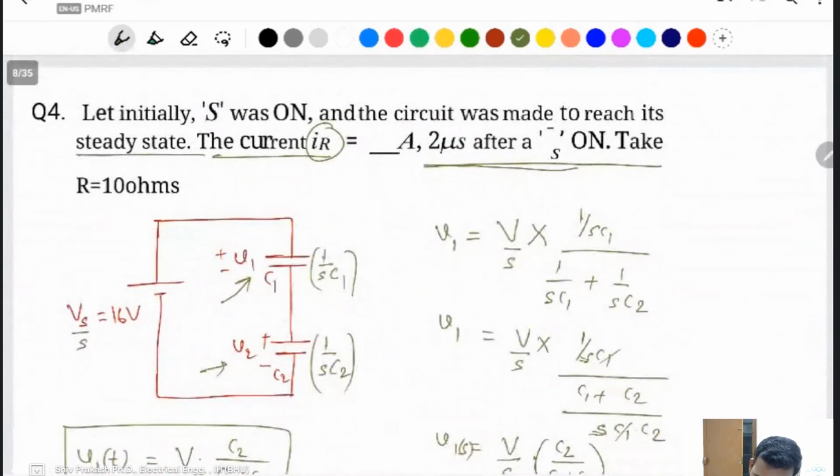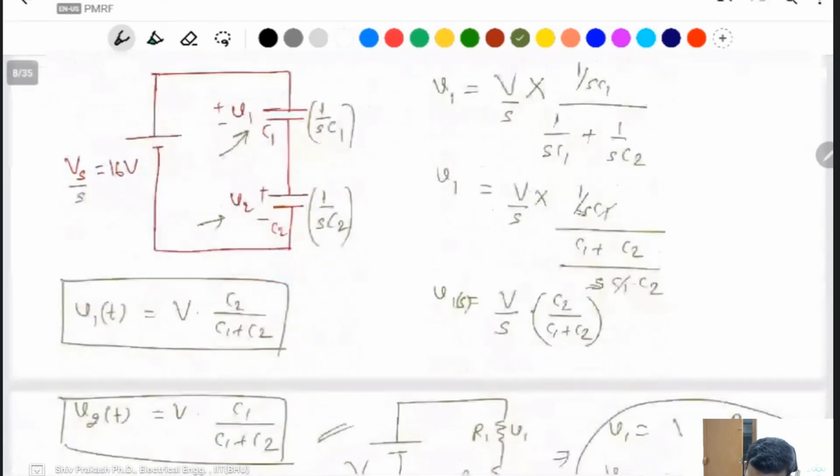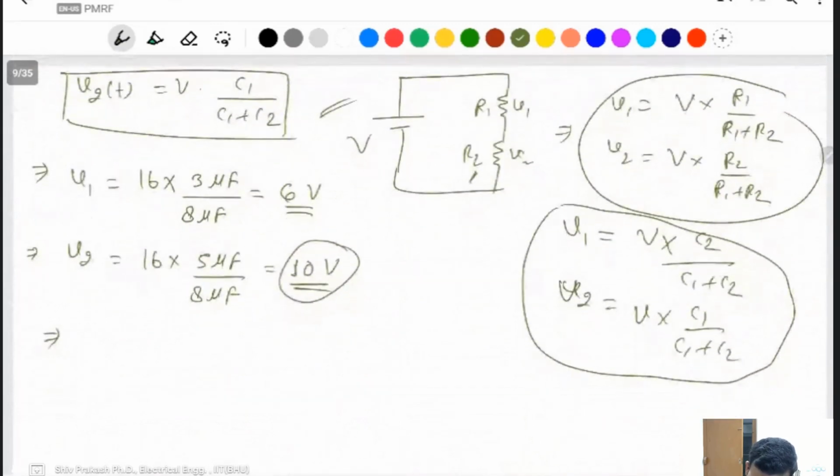Here they given that initially S was on. This one is just a bar, I think there's some display problem with the character. This one is S bar. Yes, let's say initially S is on. But after it reaches the steady state, this one is off and this one is on. That is the meaning of this question. You can't keep both switches on at the same time.